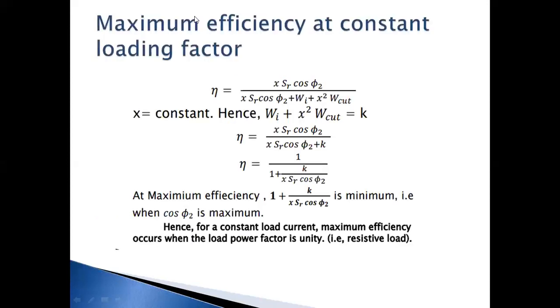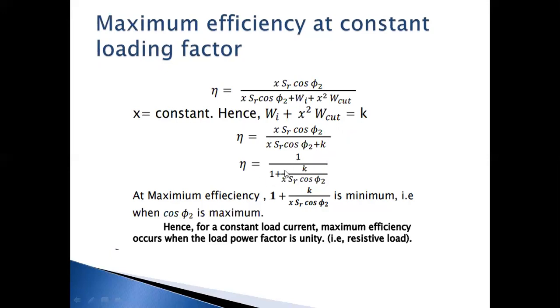So the maximum efficiency at constant loading factor. This is the general formation of the efficiency. Constant loading factor means x became constant. So if x became constant, then Wi plus x square times the total copper loss, W suffix c, equals K. So the efficiency eta became this one, because this term is replaced by K.